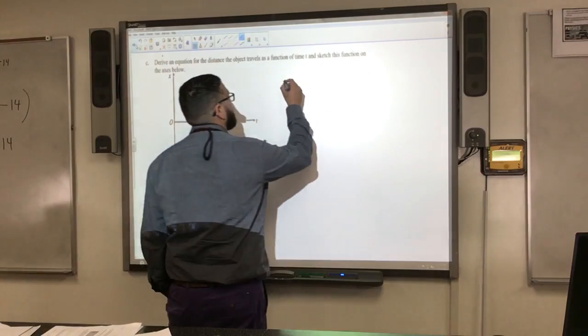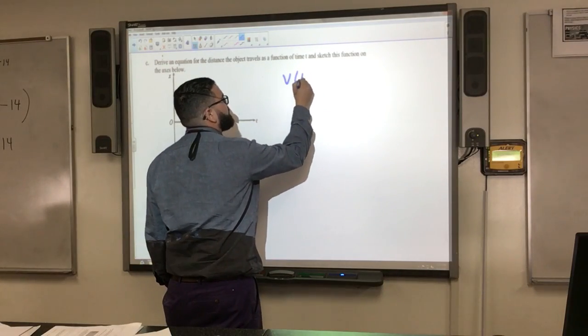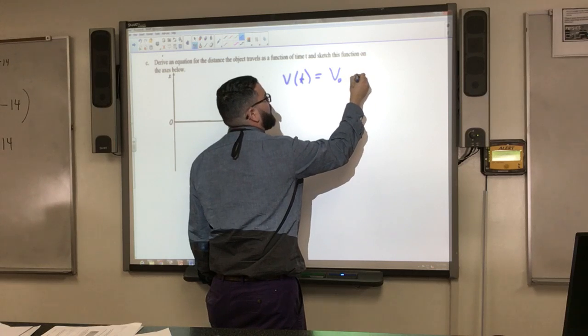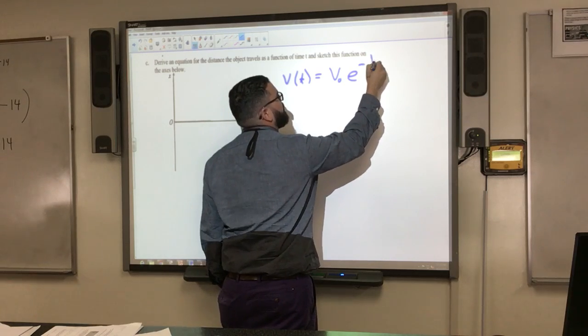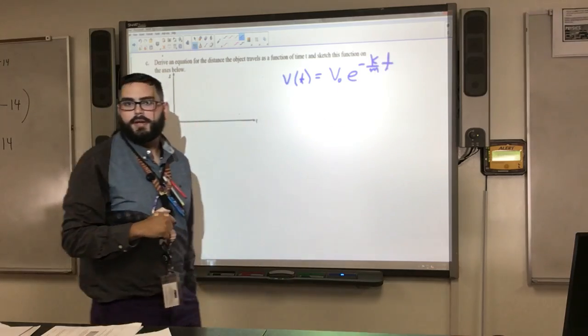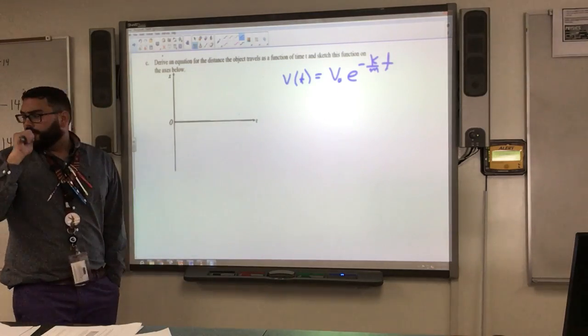What was v of t? v naught e to the negative k over m t, right? That was our velocity function.